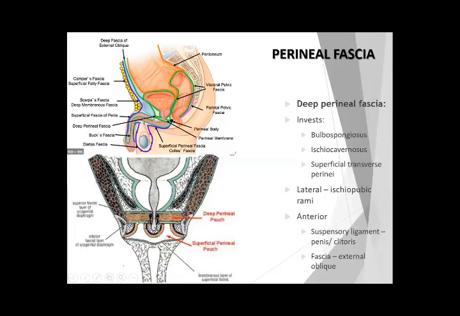In other words, this deep perineal fascia lines the ischiocavernosus, it lines the superficial transverse perineal, it lines the bulbospongiosus, once again the superficial transverse perineal, and then ischiocavernosus, and then still laterally it is attached to the ischiopubic rami. Anteriorly, it is continuous with the suspensory ligament of the penis or the clitoris, depending on the sex, and then above it is continuous with the fascia covering the external oblique.